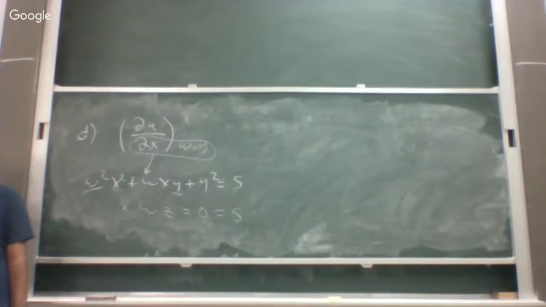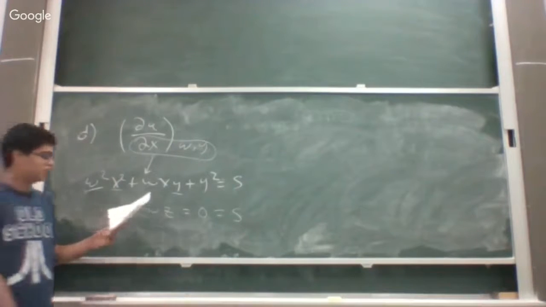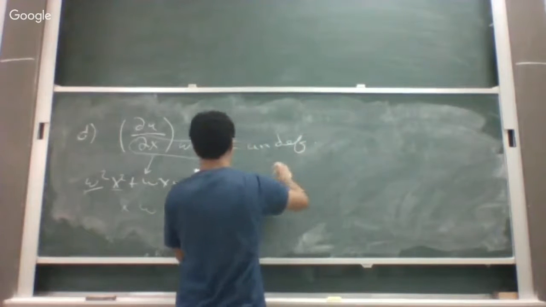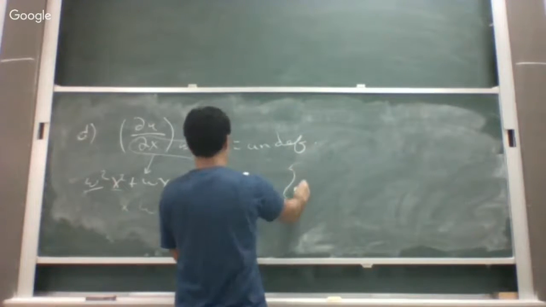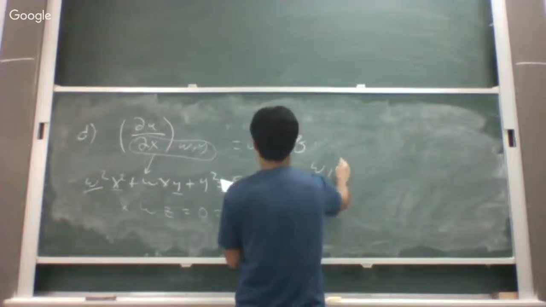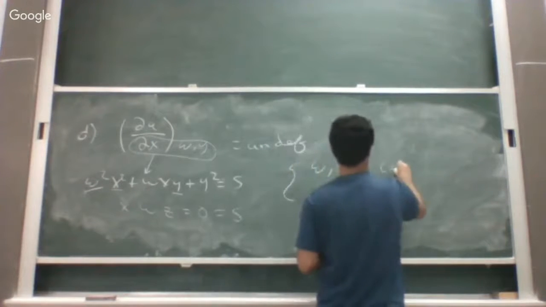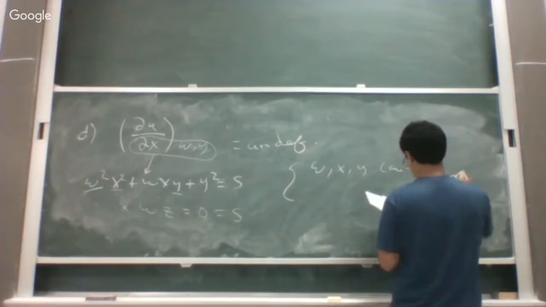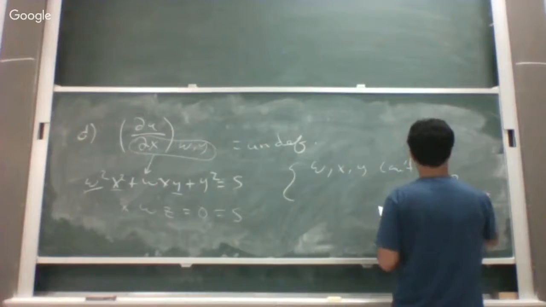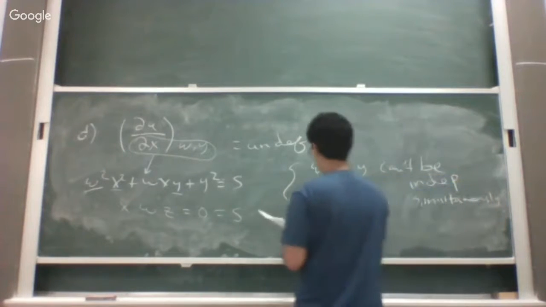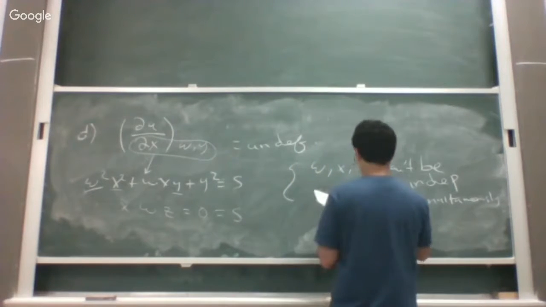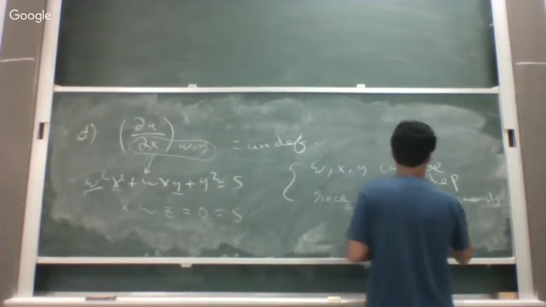So do we just need to write undefined? Yeah, so you can say equal to undefined. And you have to write this out for 2 points. w, x, y can't be independent simultaneously, since w squared x squared plus wxy plus y squared equals 5.